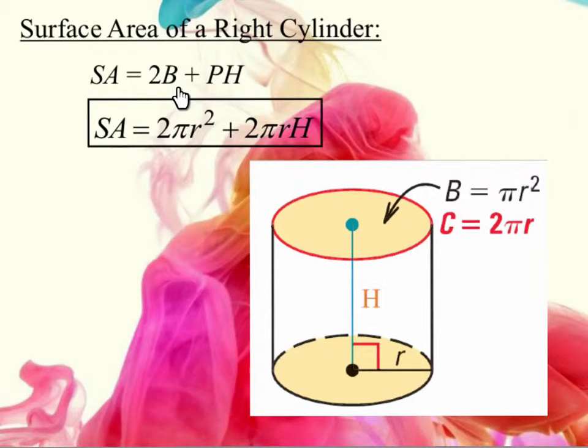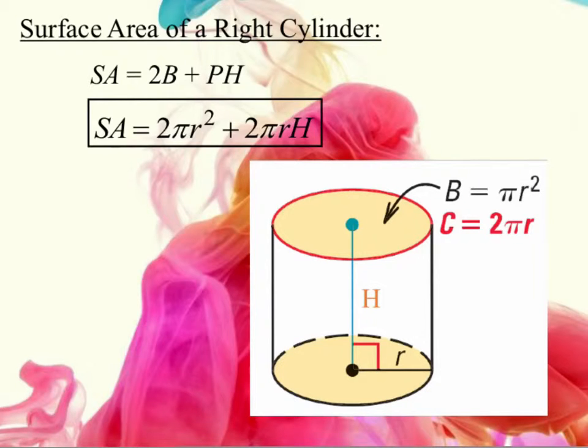So the surface area is 2 multiplied by the area of the base, one of the bases. So remember, the area of a circle is pi r squared. You want to write that down. And then it's perimeter times height. If you notice, this formula is just like the prism, but we have to put it into pi terms.